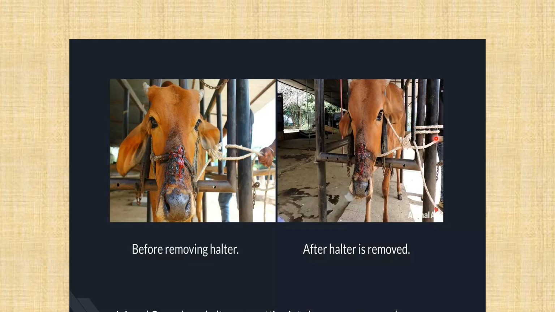Sometimes the halter itself may cause injury to the animal, and at that time we will need to remove the halter and treat it with suitable antibiotics, etc.